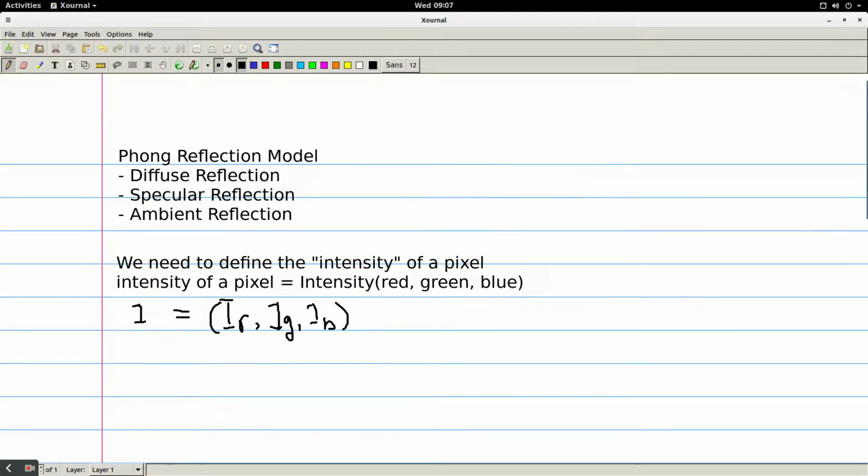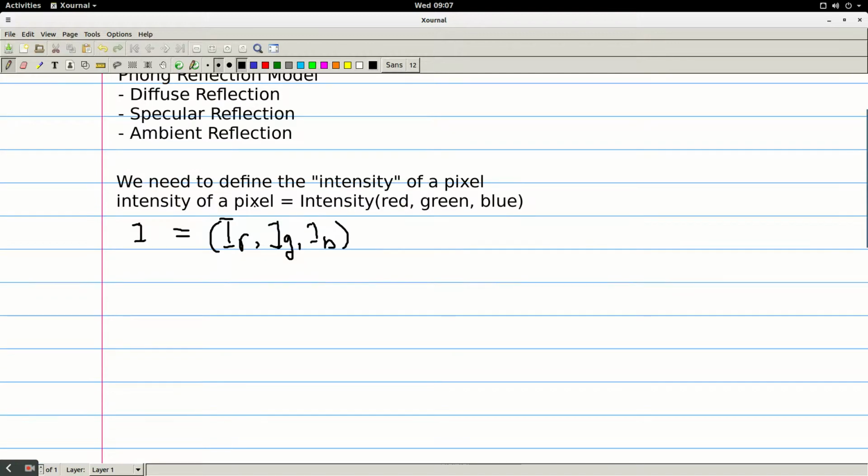Now what Phong suggested in his reflection model is that all these intensities, the red, green and blue, can be computed, and if you can do it for the red channel, you can also do it for the green channel, and for the blue channel. It's all going to be calculated in the same way, and the intensity can be written as intensity of ambient reflection, intensity of the diffuse reflection, and intensity of the specular reflection. So these three things combined together will give you the intensity of a pixel.